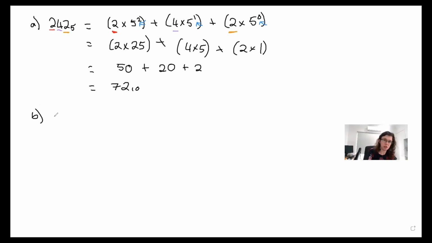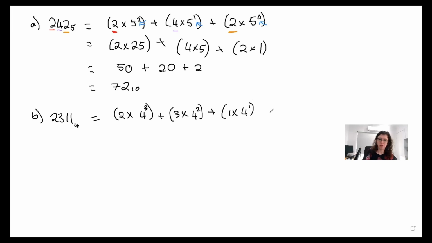Next question was to convert 2311 with a base of 4, to base 10. Make that 4 a bit smaller so that it's clear it's the base. So again, we can go 2 times 4, this time it'll be cubed because we have 4 numbers. So the highest power is the number of numbers minus 1. Then we have plus 3 times 4 squared plus 1 times 4 to the 1 plus 1 times 4 to the 0.